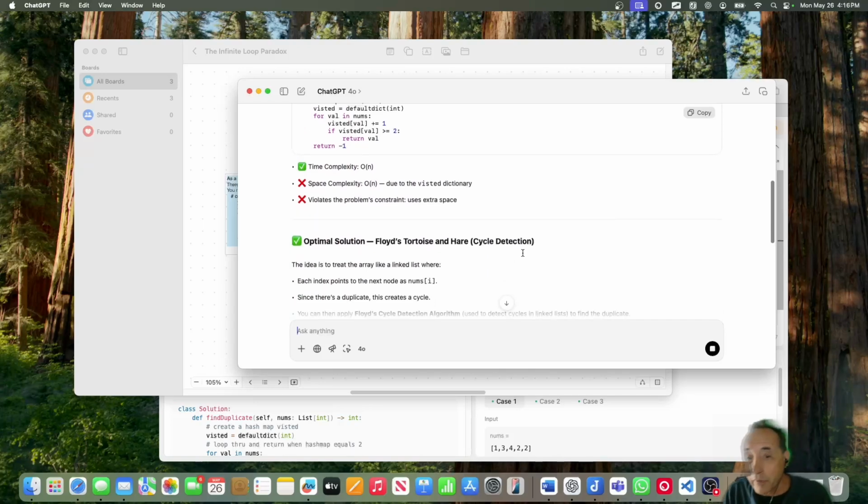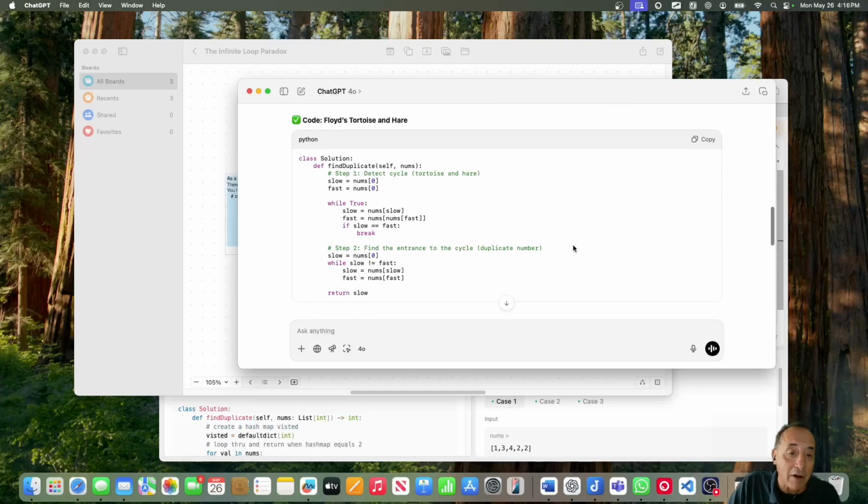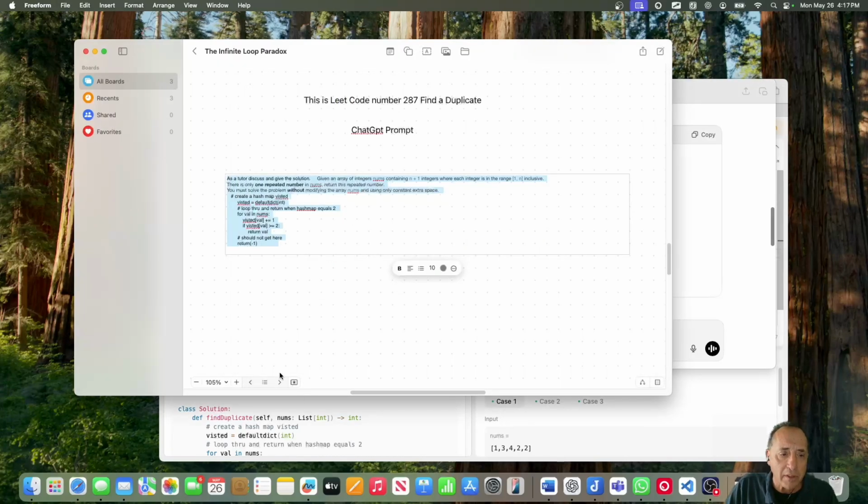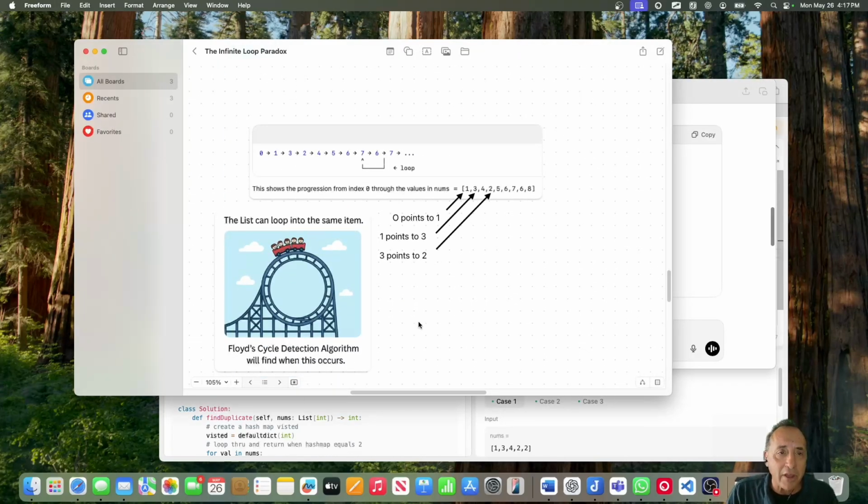So it's going to tell us the preferred method is to use Floyd's tortoise and hare algorithm, and it's actually going to give us the solution, which it does pretty well. I actually had some detailed questions after that that I asked ChatGPT, and I'm going to share with you what I learned. What I learned is you can consider this as a linked list, where every number points to the next number in the list, and at some point it's going to repeat. So here, 1 points to 3, 3 points to 2, and eventually we get into the cycle where it just loops upon itself. And this is called the Floyd cycle detection algorithm.